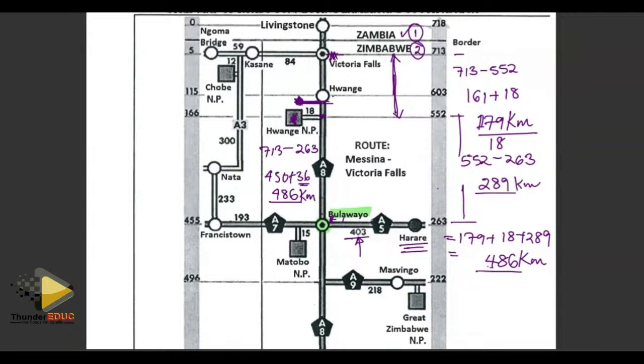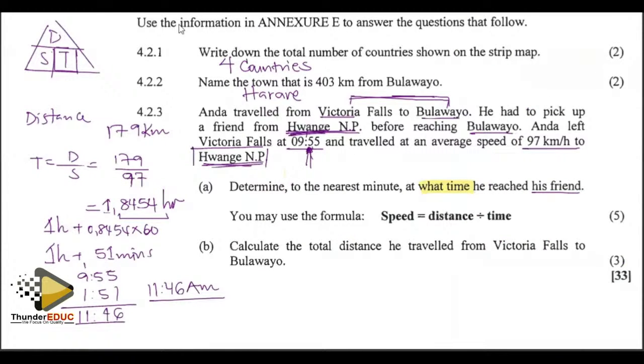If the scenario is like that, because remember, from Victoria Falls, he didn't go straight to Bulawayo. He went to the national park. And the reason why I've answered it that way, because this section here still is under the same scenario here. He travels. So this is part A, part B. Hence, the answer. All right.